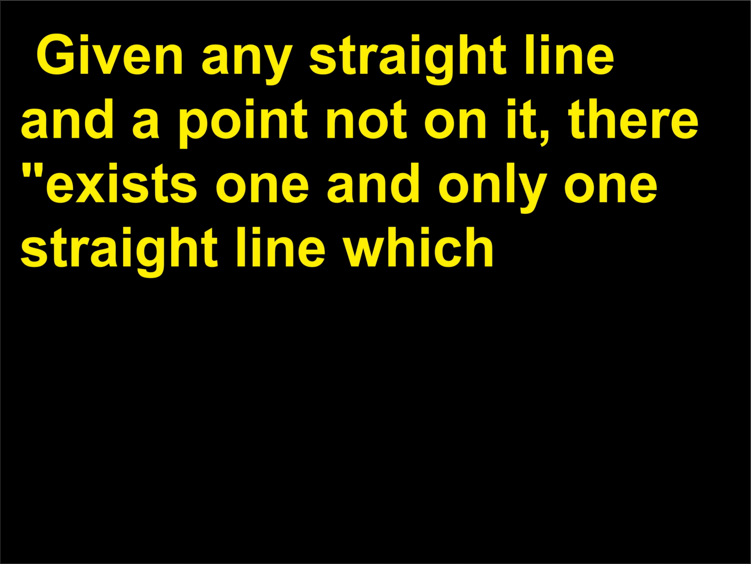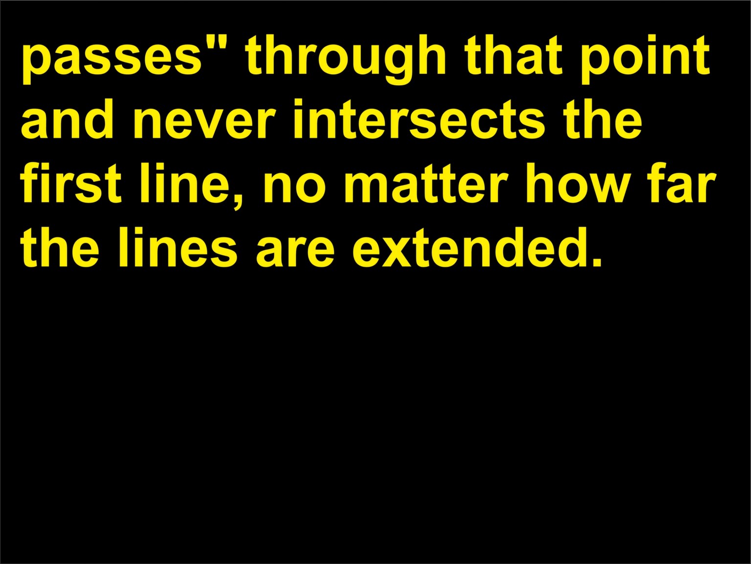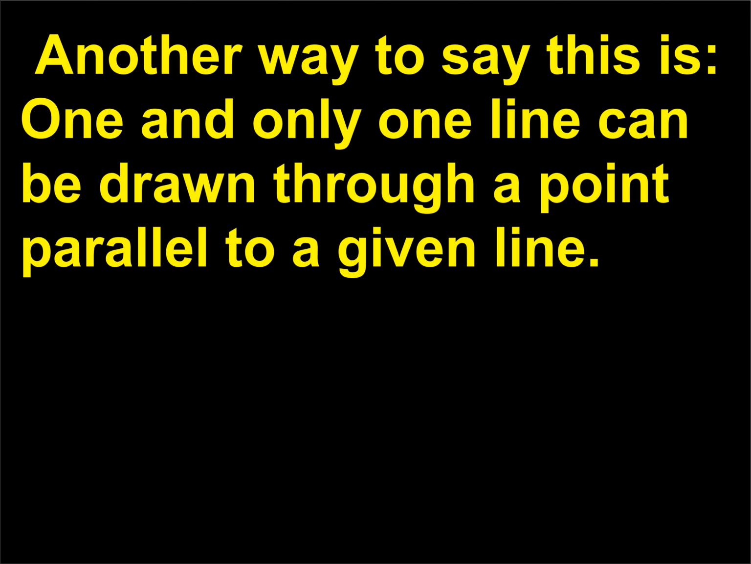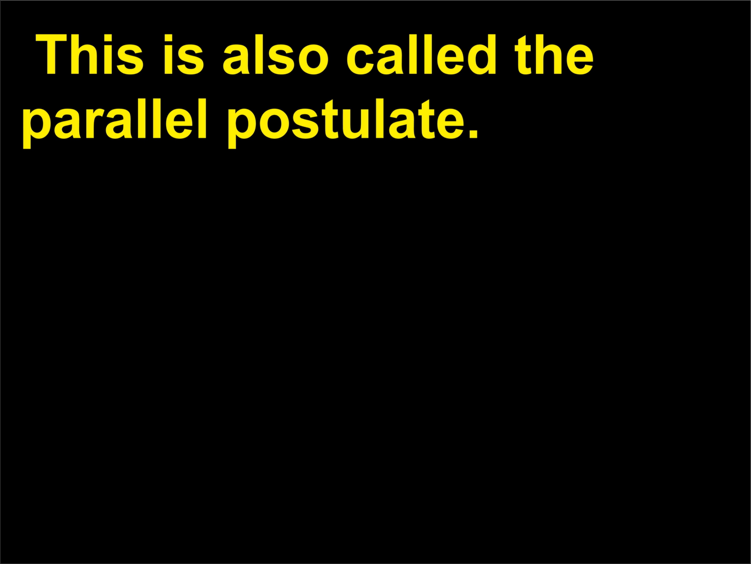Given any straight line and a point not on it, there exists one and only one straight line which passes through that point and never intersects the first line, no matter how far the lines are extended. Another way to say this is, one and only one line can be drawn through a point parallel to a given line. This is also called the parallel postulate.